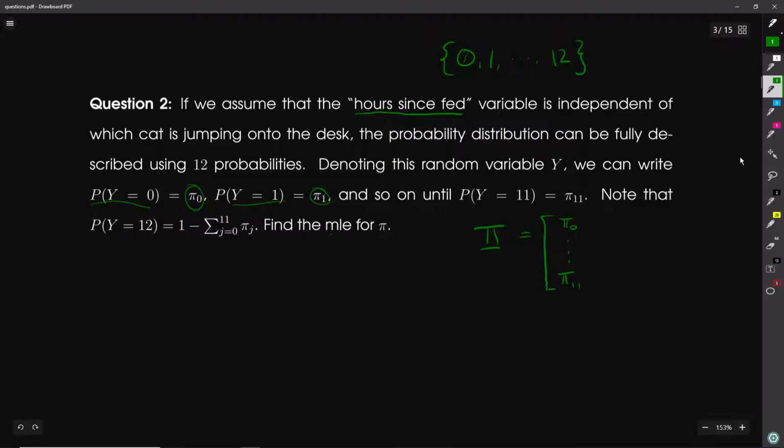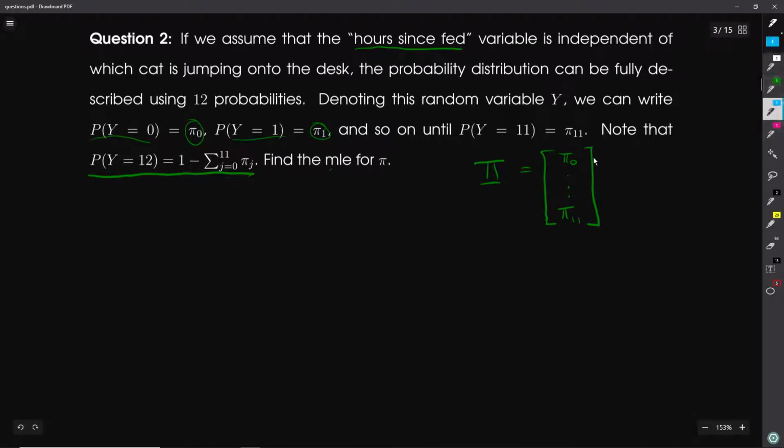Now the reason that in theory we can describe these using these 12 probabilities, even though we can have up to 12, is because of this identity here. So probability that y equals 12 we can write in terms of the other 11 probabilities. Now to make things a little bit easier for us notationally, I'm actually going to introduce a 13th probability here. So we define the pi vector here to be inclusive of pi 12, where pi 12 is just the expression that we have right here.